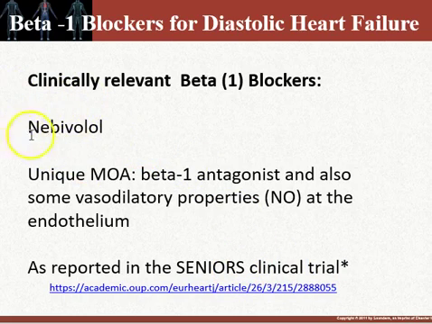Nebivolol is kind of a unique beta blocker in that it's a beta-1 antagonist, but it also has some vasodilatory properties as well, something that centers around the nitric oxide production pathway at the endothelium. We don't exactly know how that works, but we know that it happens with nebivolol.